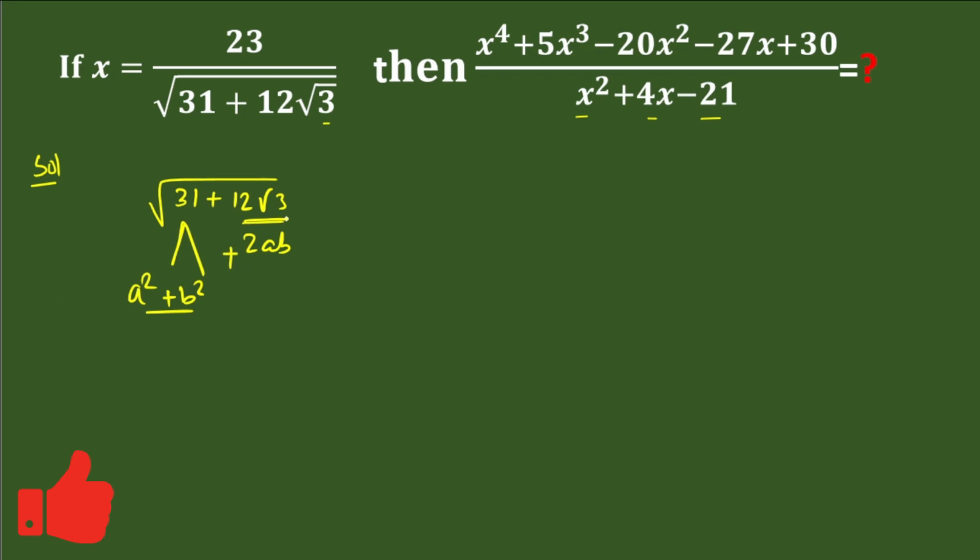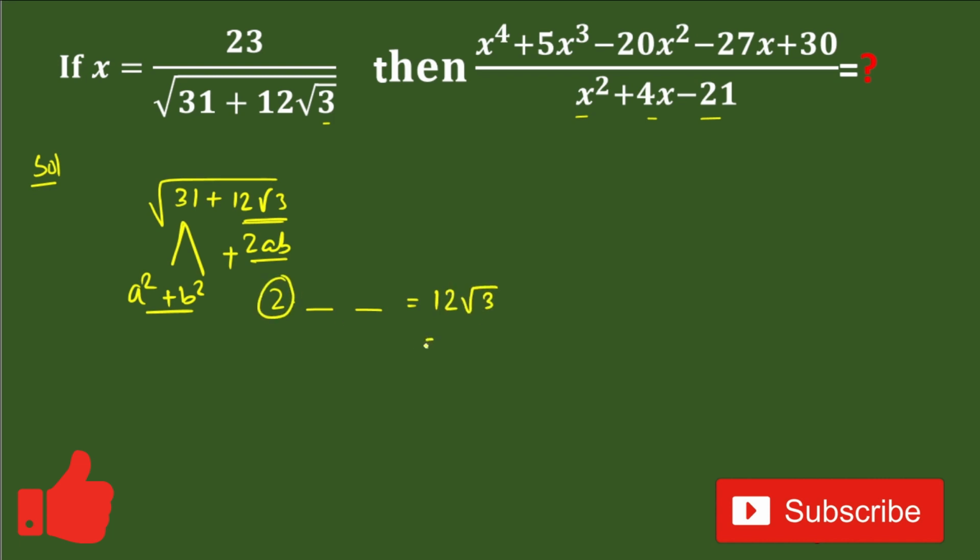Next, we'll split 12 square root 3 as 2 times ab, meaning 2 multiplied by a and b, and that value will be 12 square root 3. First we'll split 2 from here, so it is 2 multiplied by 6 square root 3. So 6 square root 3 is the value of ab. Now we'll split this 6 square root 3 as ab. Either we can write it as 2 multiplied by 3 square root 3. So this will be a and this will be b.